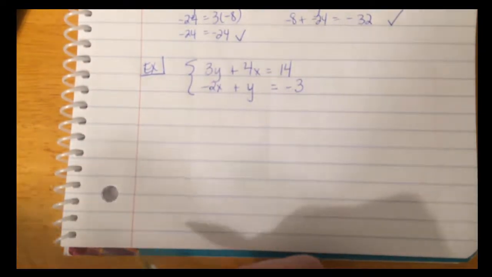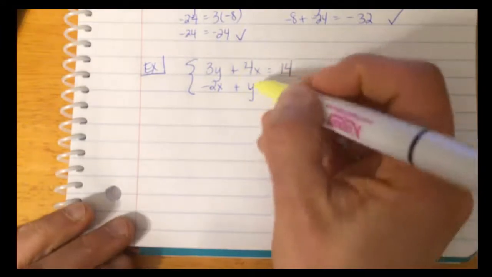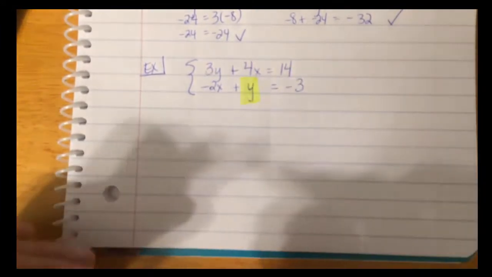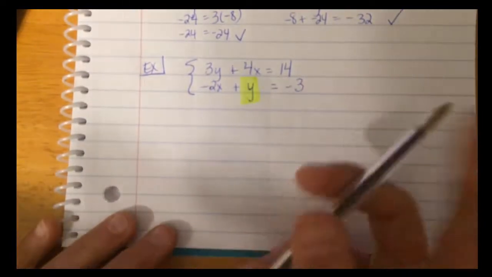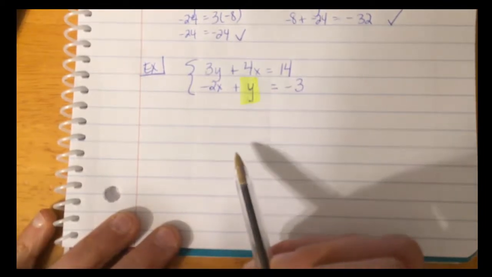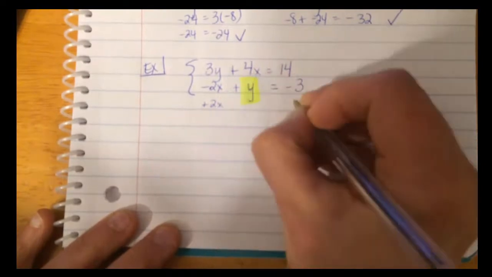I'm going to have to solve for a variable. Which one is going to be the easiest to solve for? Well, notice that this y does not have any coefficient. In other words, the coefficient is 1. So getting this y by itself is going to be easier than anything else. I'm going to go for that. So I'm going to add 2x to both sides.